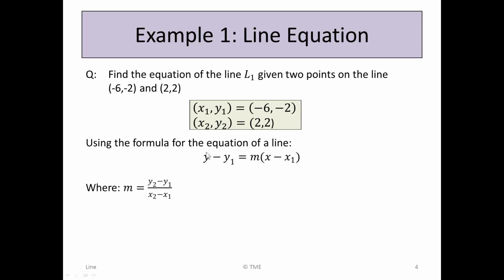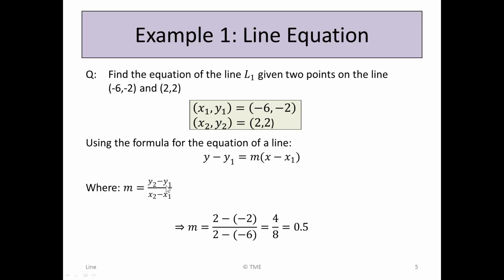Using the formula for the equation of a line, we're told that y minus y1 is equal to m into x minus x1. Now, we have an x1 and a y1, but we don't have a value for m, the slope. So we have to look at the tables again for a formula for m. We're told that m is equal to y2 minus y1 over x2 minus x1. And all of these numbers we have, so we can now plug them in.